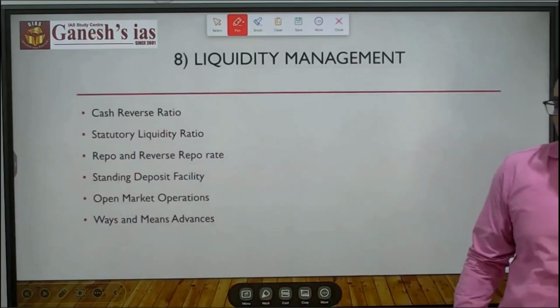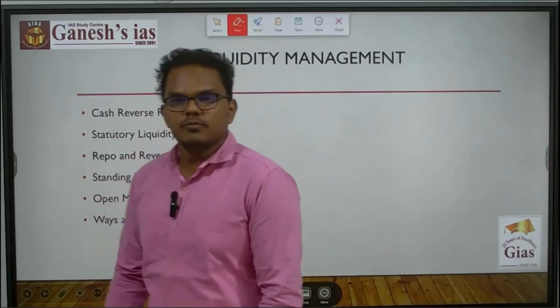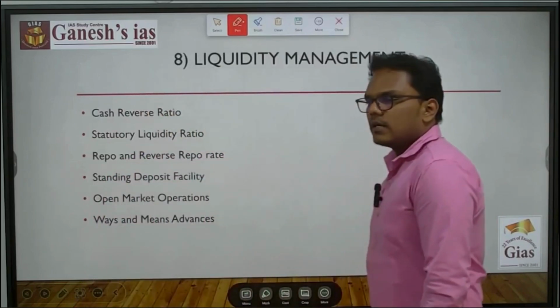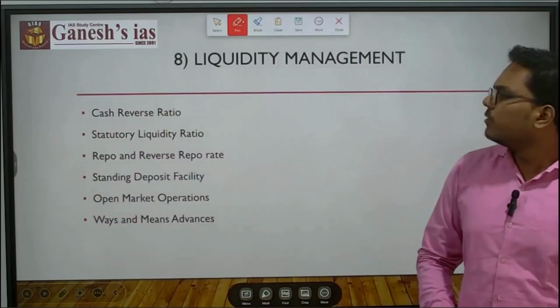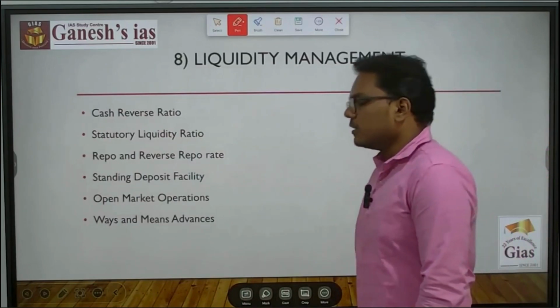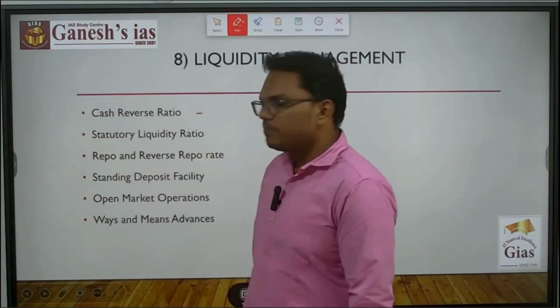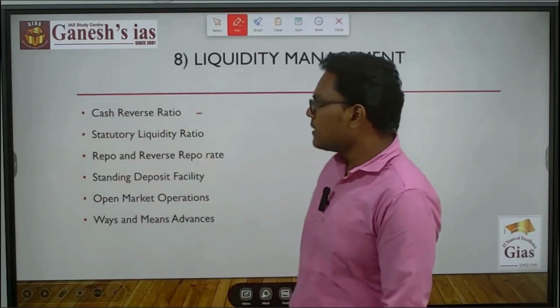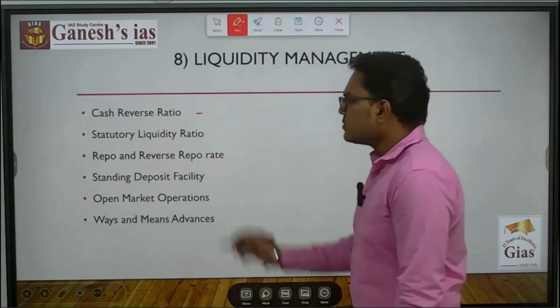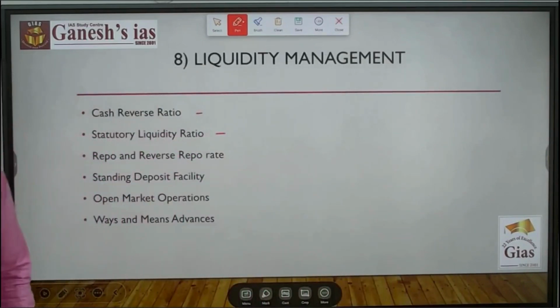Like what will happen to the repo rate or reverse repo rate when the country is in recession? Or when the country is in boom? What is cash reserve ratio? What is statutory liquidity ratio? The cash reserve ratio is the proportion of deposits that the banks have with the RBI, whereas your statutory liquidity ratio is the proportion of deposits that the banks hold with themselves.